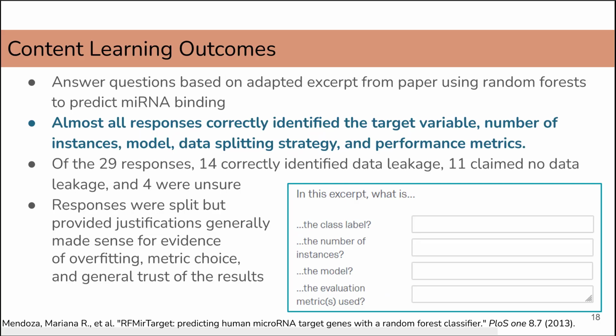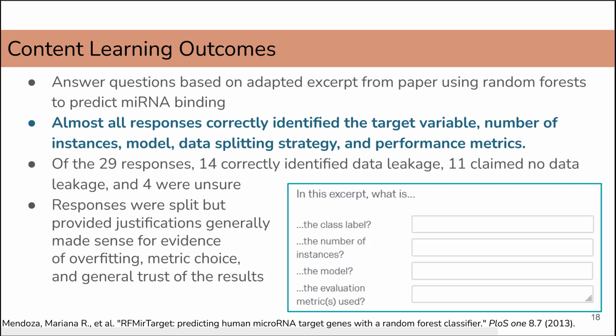So now looking at the results of the in-workshop assessment, to expand on what I said before, we took an excerpt from a paper that used random forests to predict microRNA binding. We modified that excerpt in a few key ways, the most important of which was that we artificially introduced data leakage into the excerpt. So this research has no data leakage in it, but we took their paper and we changed the wording to add an instance of data leakage.